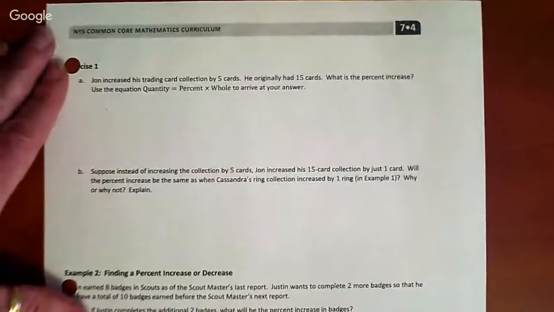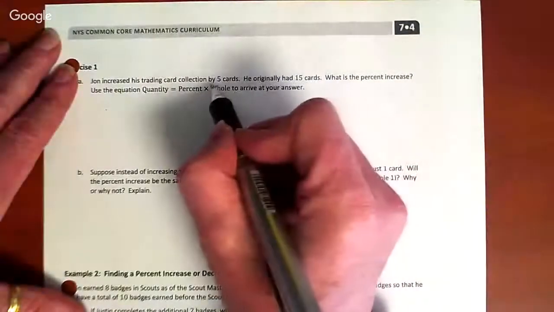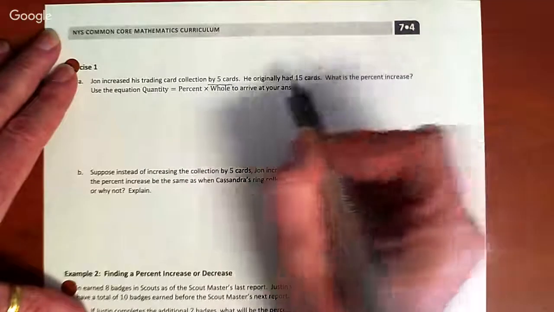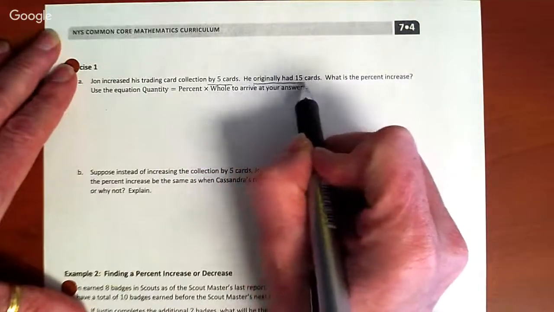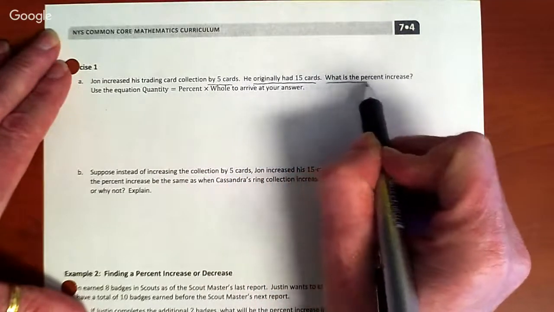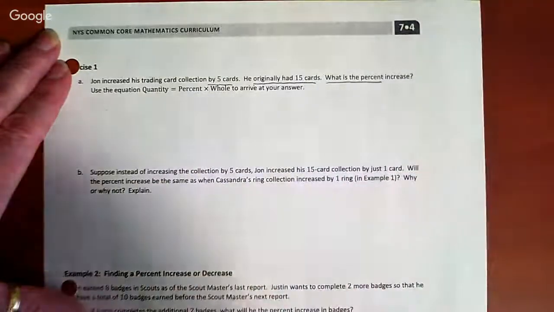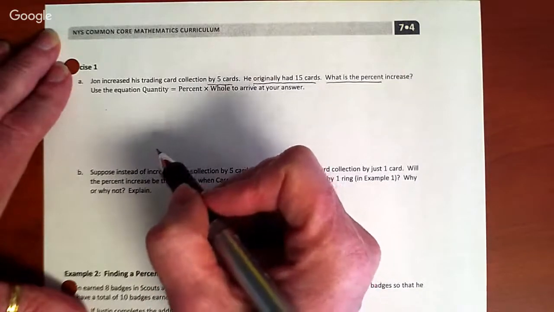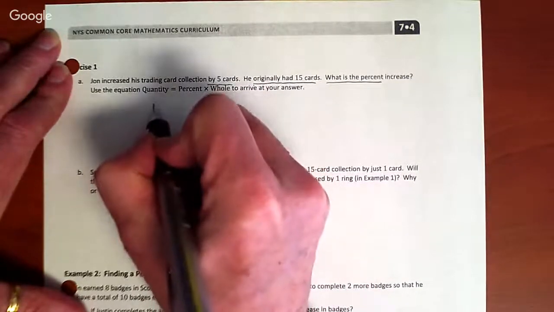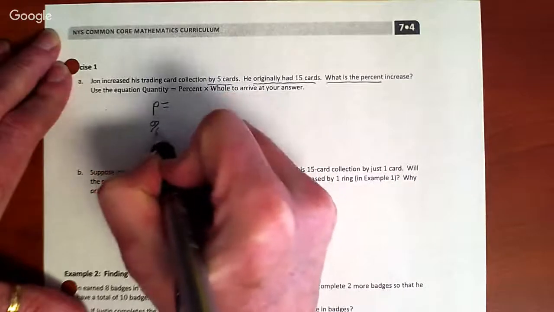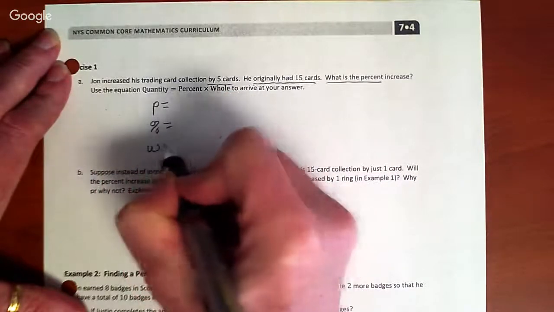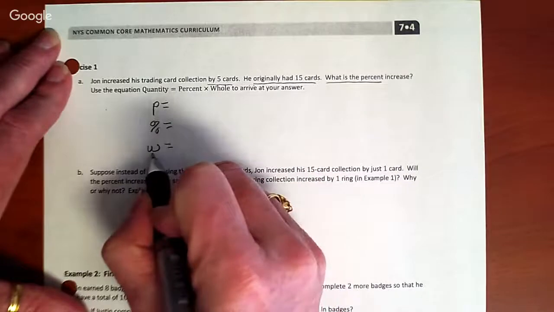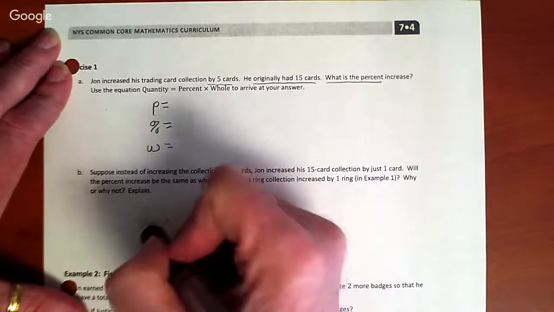John increased his trading card collection by 5 cards. He originally had 15 cards. What percent increase? And use the equation part equals percent times whole. So as always, P, percent, whole. Remember, our whole is always either our total, our of, our original.